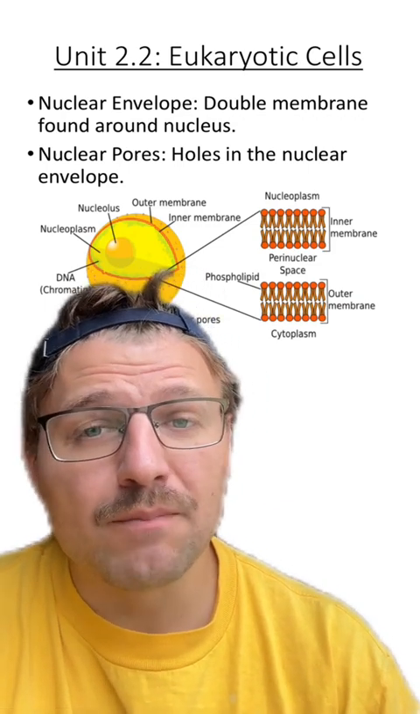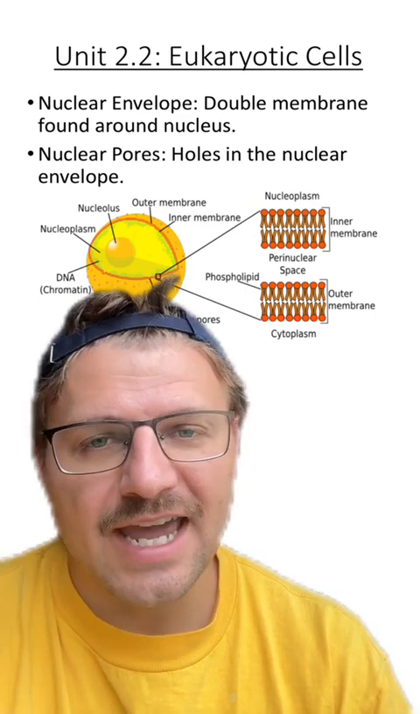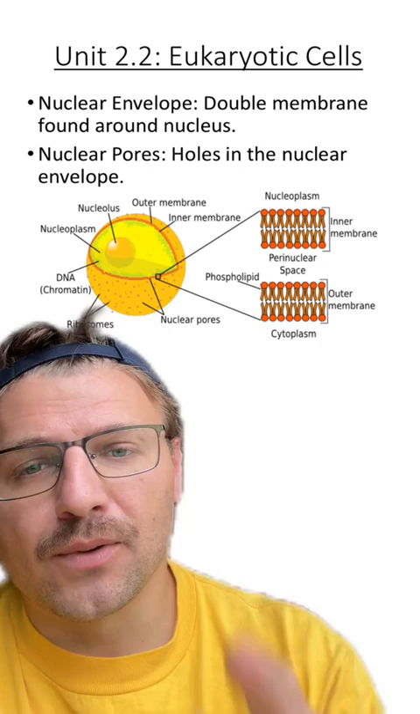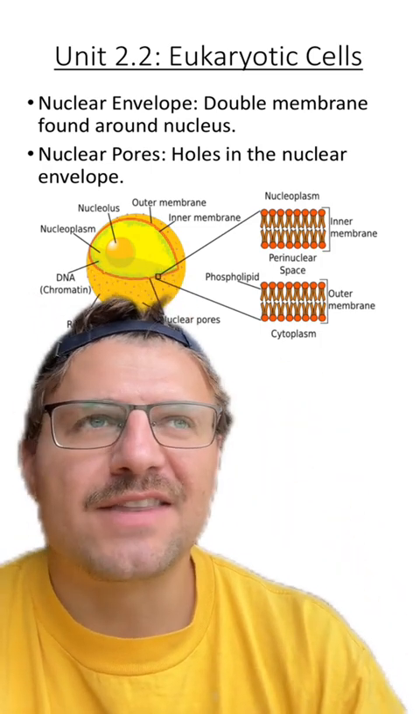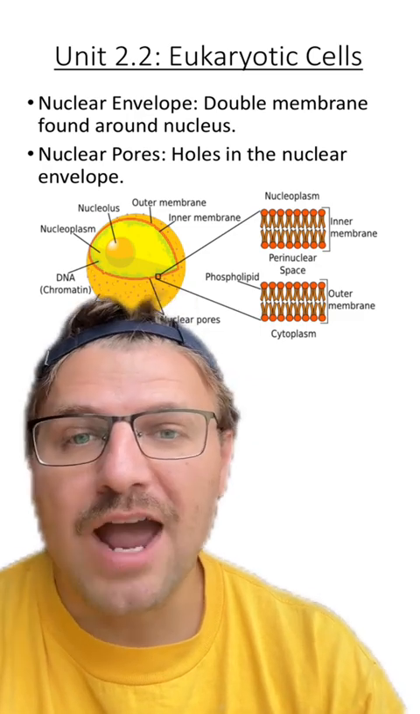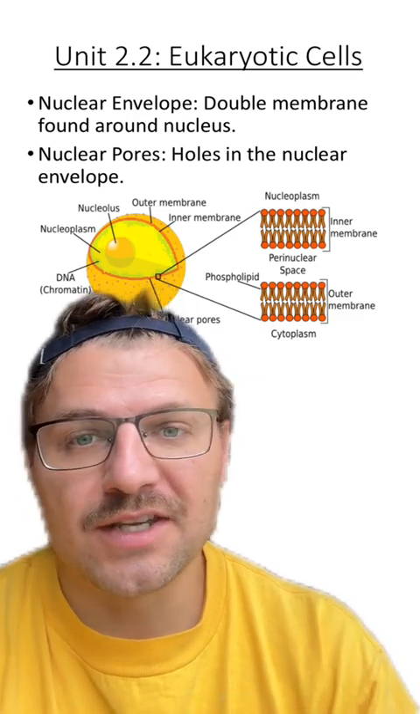And this is a double membrane that forms around the DNA. There are also things called nuclear pores. You can see these pores around the nucleus, and these are just basically holes that the mRNA is going to travel through for transcription and translation to occur.